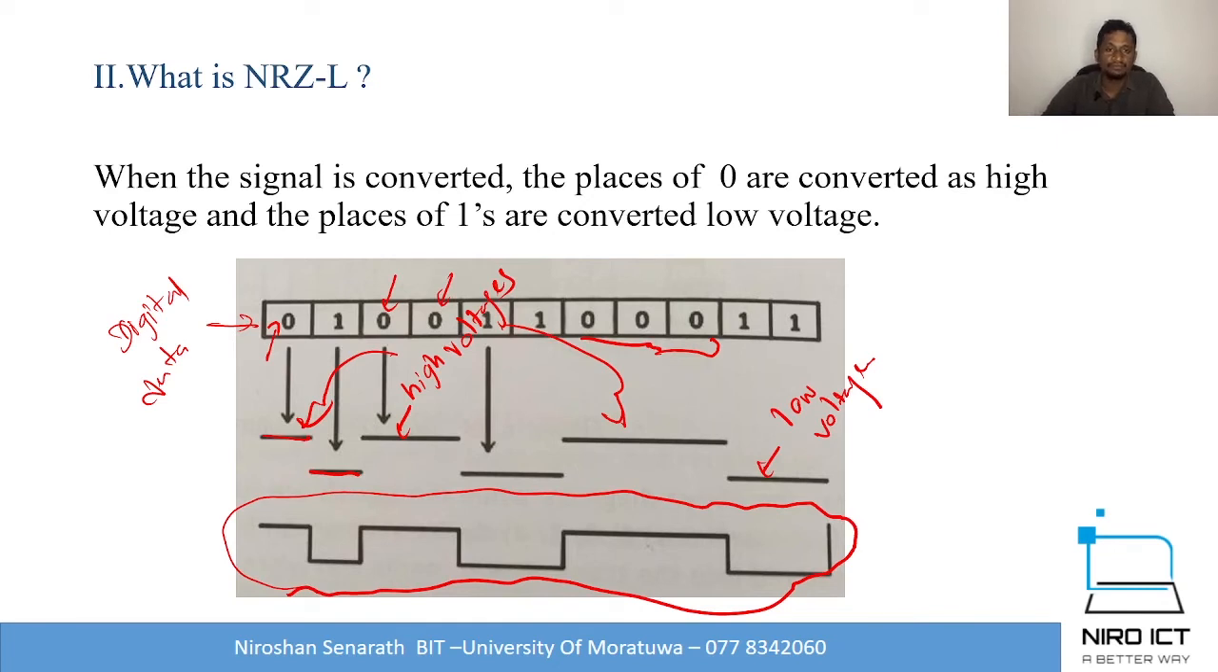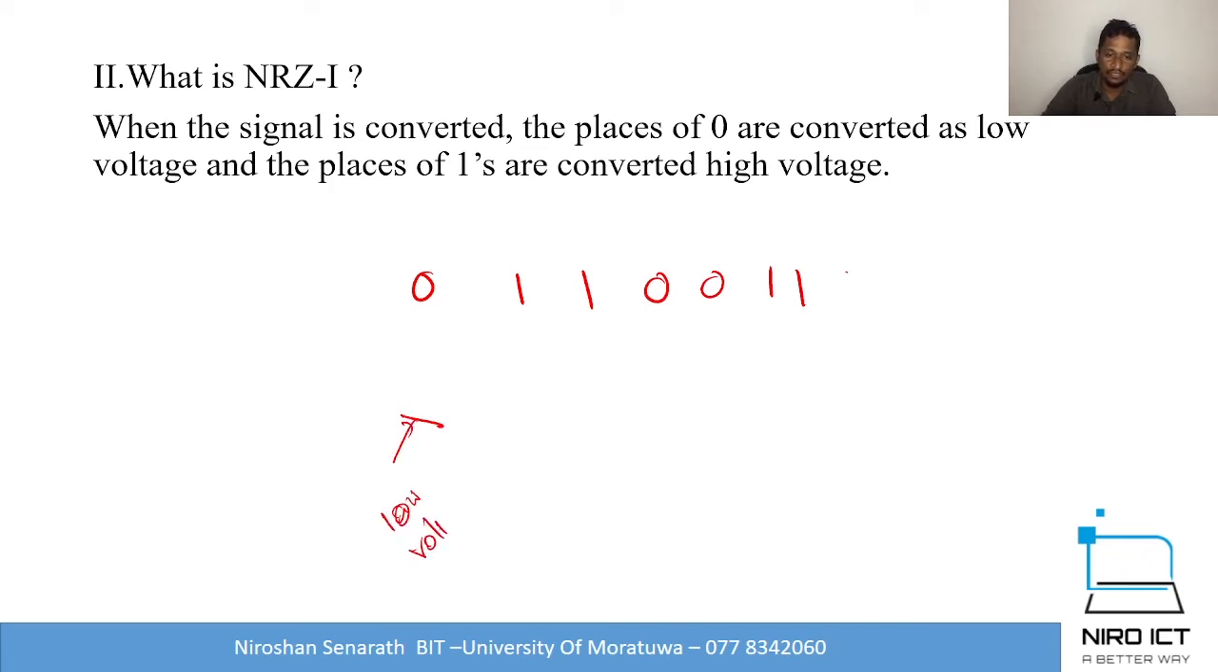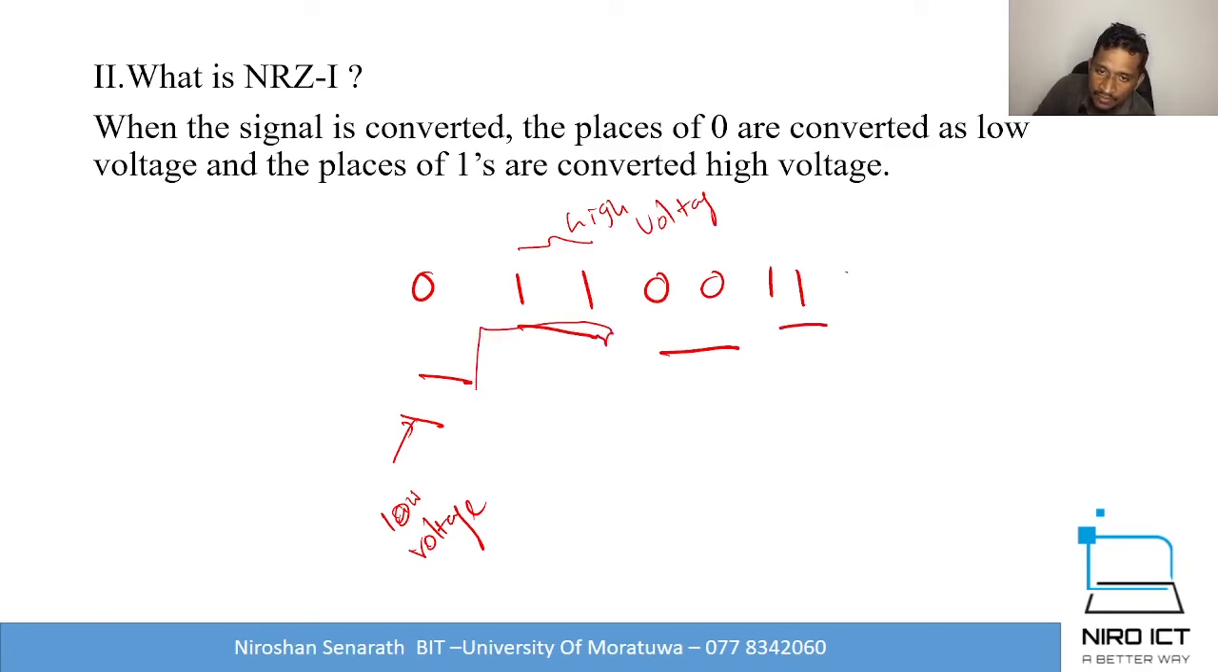That is part of the data encoding. And non-return zero I means when the signal is converted. Here you can think 1 1 0 0 1 1, right? The places of 0 are converted as low voltage. Here, if it is 0, this is called low voltage, and these places we can call high voltage. After getting those things, you can create a signal. It's low voltage, high voltage, and low voltage and high voltage. You can draw your diagram.